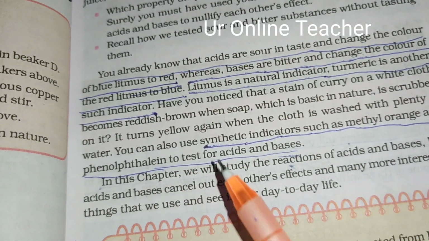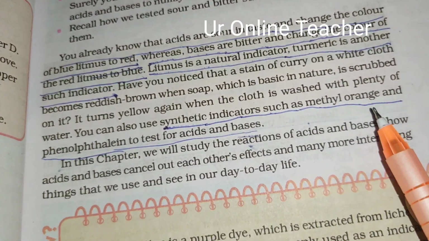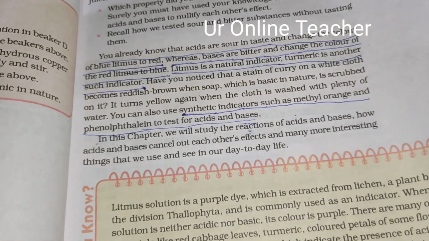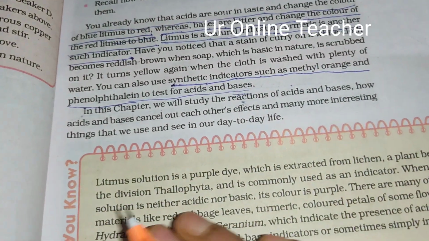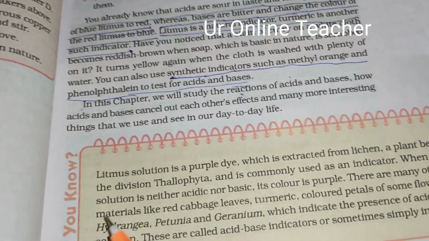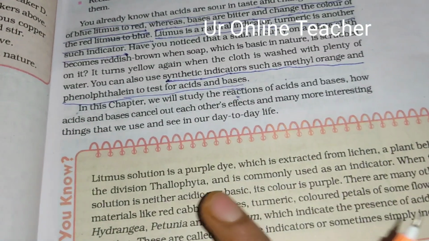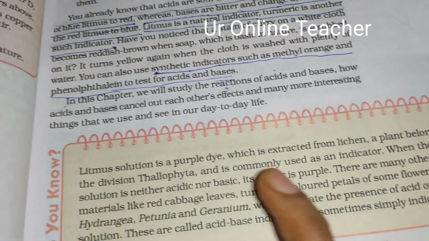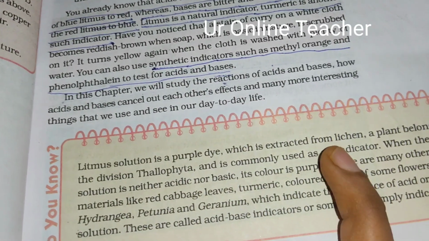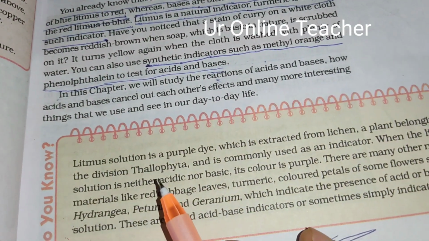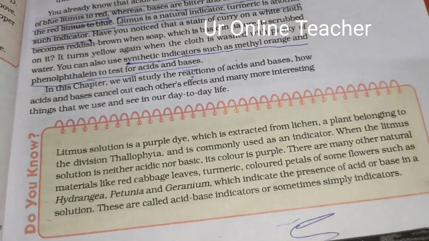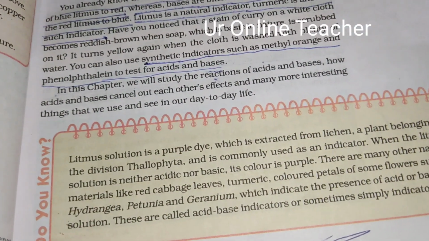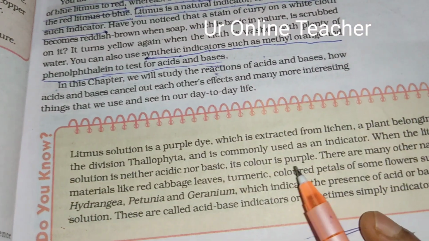We can also use synthetic indicators such as methyl orange and phenolphthalein to test for acids and bases. Then, litmus solution: what is litmus solution? It is a purple dye which is extracted from lichen, a plant belonging to the division Thallophyta. It is commonly used as an indicator. When the solution is neither acidic nor basic, its color will be naturally purple.